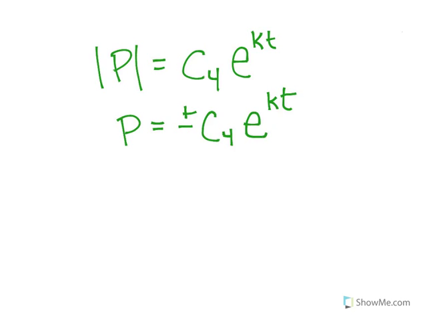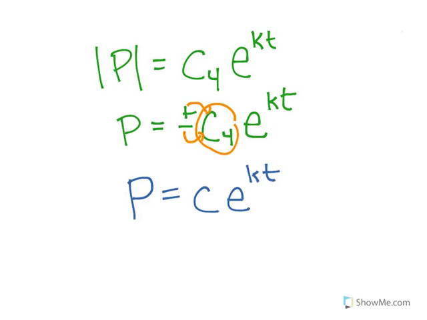So this may seem a little strange. C4 is just some constant. Whether that constant was positive or whether that constant was negative wouldn't make a difference. So in essence, no matter what that is, it's just some other constant again. And as a matter of fact, I'm not going to give it a number this time. I'm going to say that the answer is P equals C e to the kt.